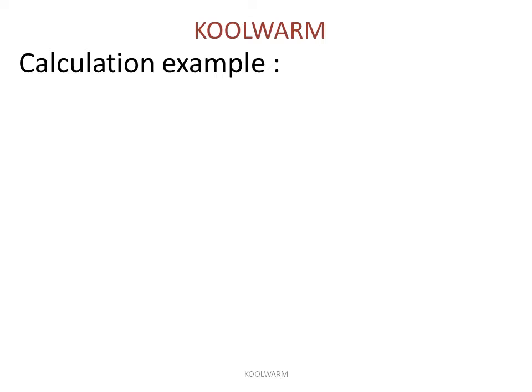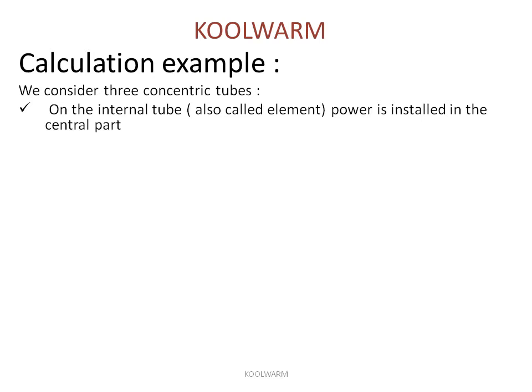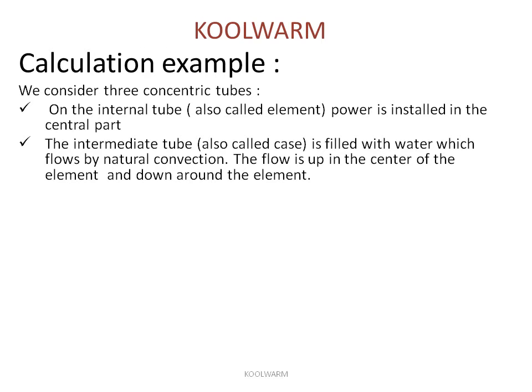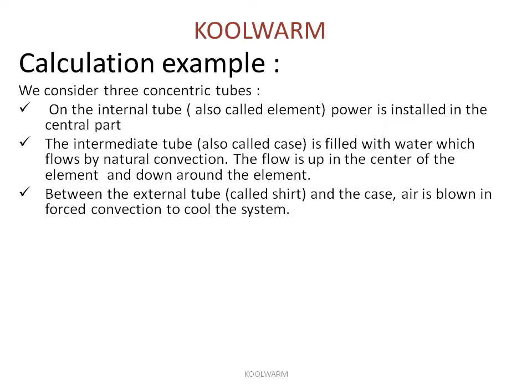Calculation example: we will consider 3 concentric tubes. On the internal tube, also called element, power is installed in the central part. The intermediate tube, also called case, is filled with water, which flows by natural convection. The flow is up in the center of the element and down around the element. Between the external tube, called skirt, and the case, air is blown in forced convection to cool the system.